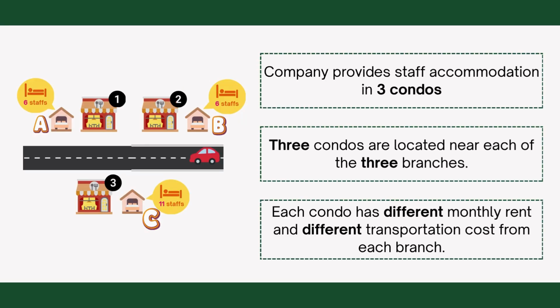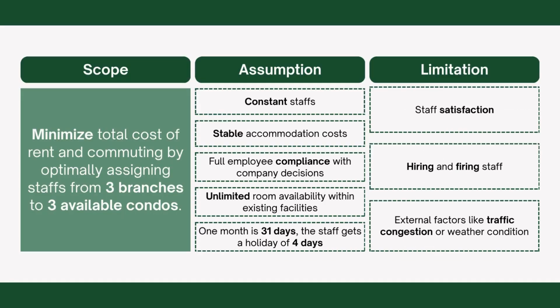For the staff working in each of the branches, the company provides condominiums beside their working branches. We call them condo A, B, and C. Each condo has various rental fees and transportation costs to reach each branch. Our scope is to minimize the total cost of rent and transportation by assigning different condos to the staff.